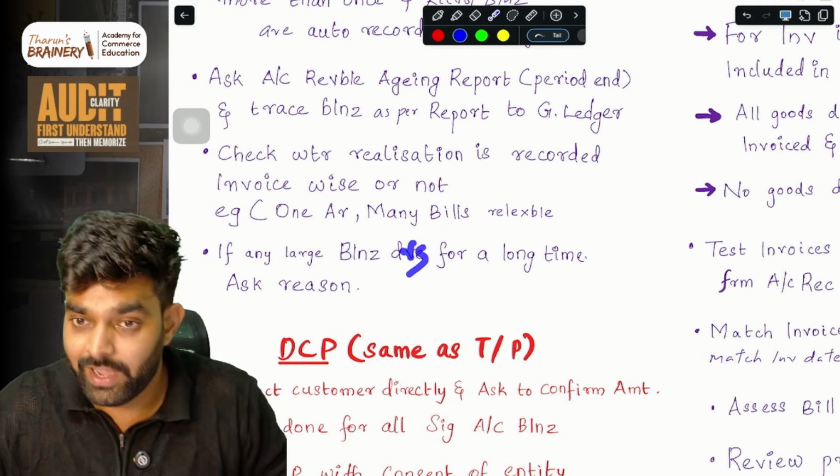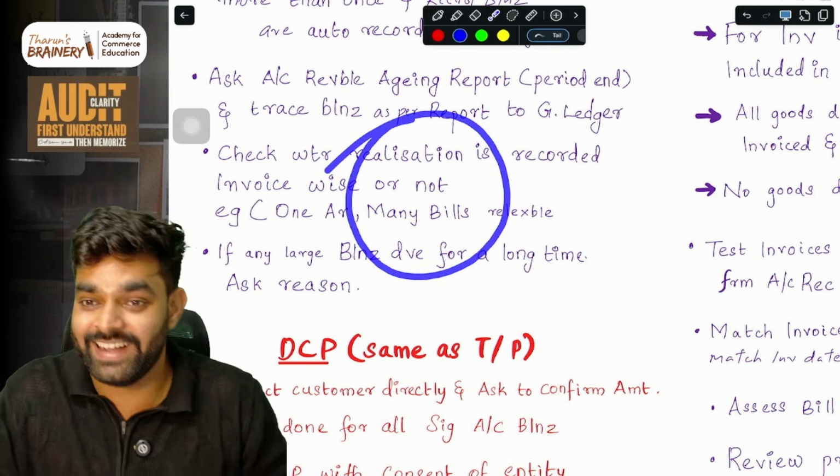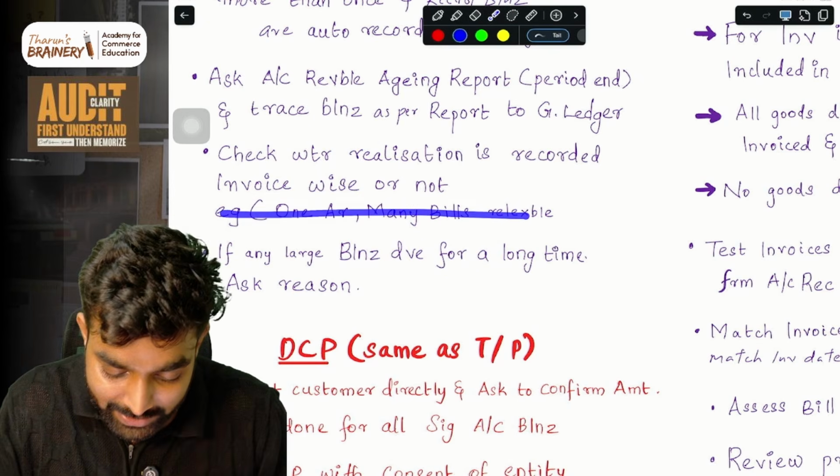This is debtors. Because my handwriting is bad, I made one person to write this. So understand this one point you can cut and this one point is debtors.